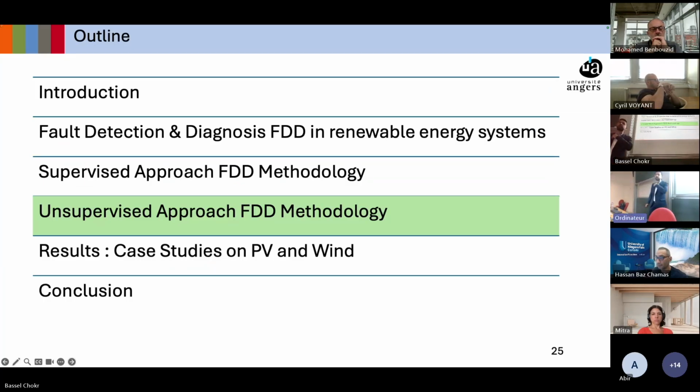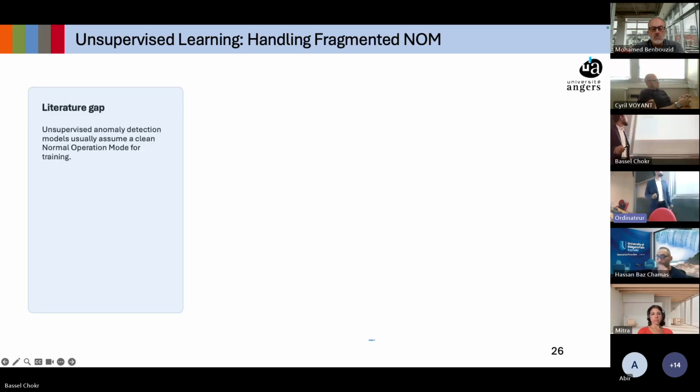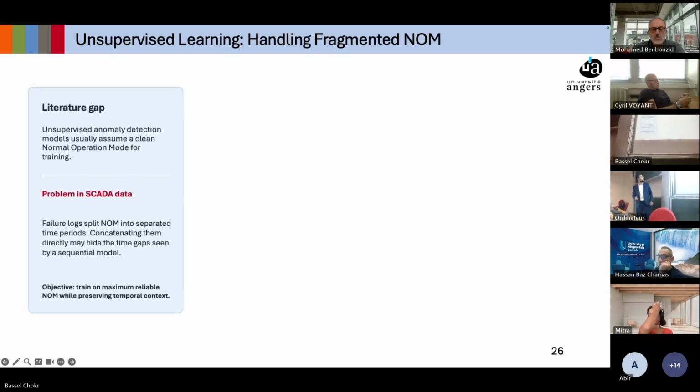Next, after validating the DRS with the steel plates benchmark, I'll proceed to the unsupervised approach methodology. Here, we go back to the gap of how we can handle fragmented NOM. Unsupervised anomaly detection usually assumes a clean normal operation mode for training. The problem in SCADA data is that the failure log splits the NOM, as we agreed.